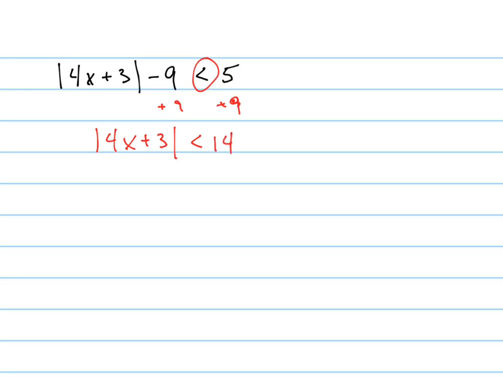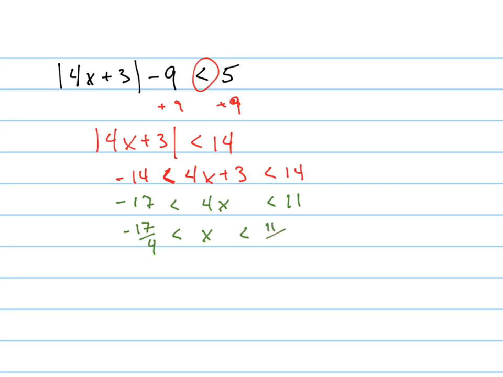Now what we do, since it's a less than, is we write the 4x plus 3 right in the middle. We write positive 14 on the right, negative 14 on the left. And now we solve this problem on all three sides of the expression. So subtracting 3 from all will give you negative 17 here. It'll give us 11 here and 4x in the middle. Dividing by 4 is going to give us negative 17/4 and 11/4.